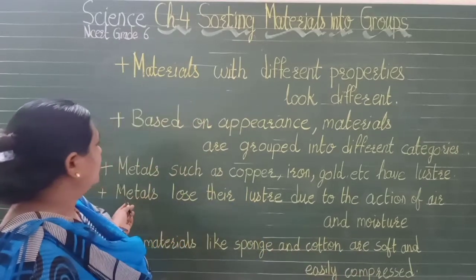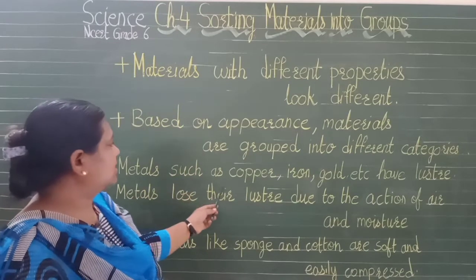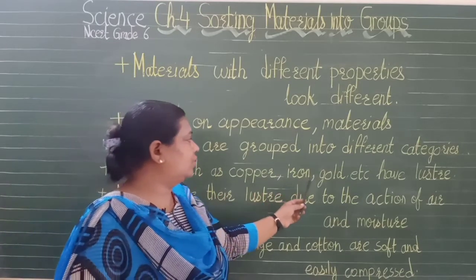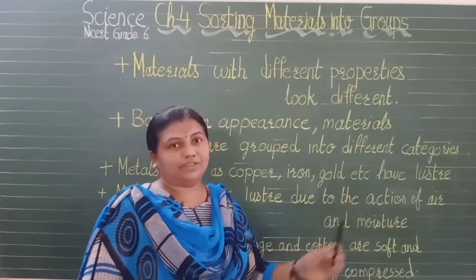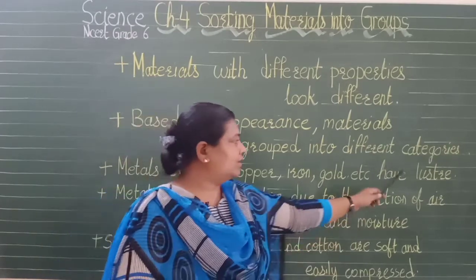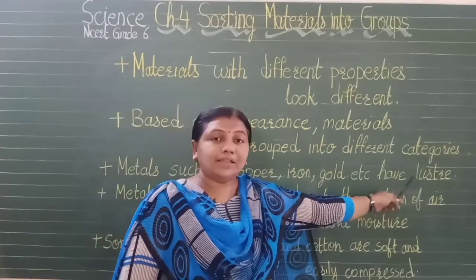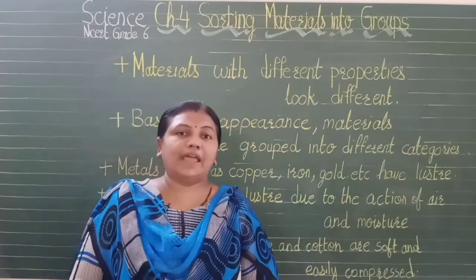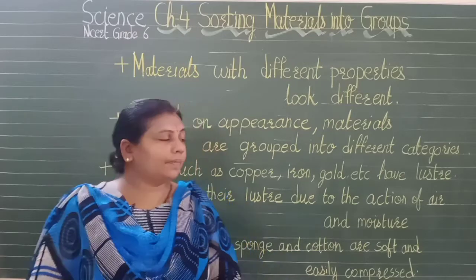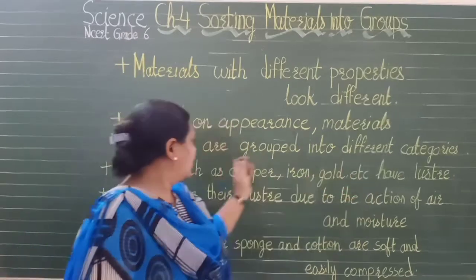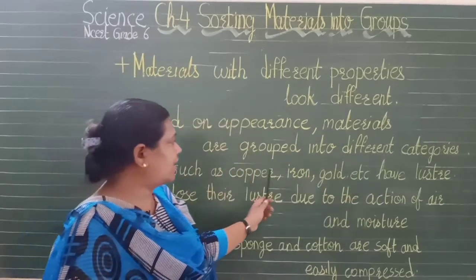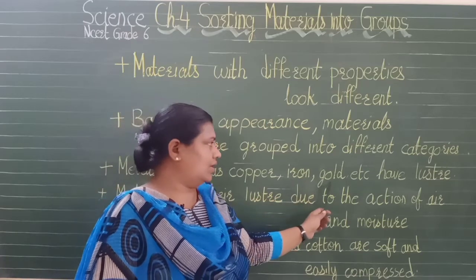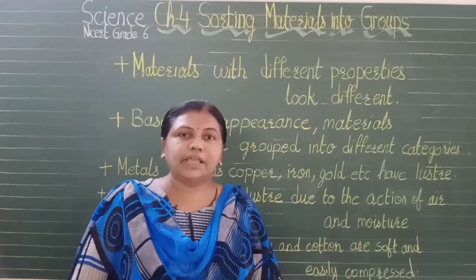Now metals such as copper, iron, gold, etc. have luster. Here there is a word luster. Luster means shiny objects. So mostly metals have this property. Which property? Shining property. For example, copper, iron, gold. They have the shining property.